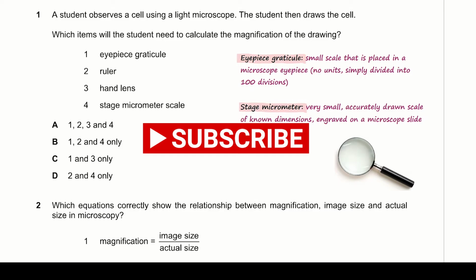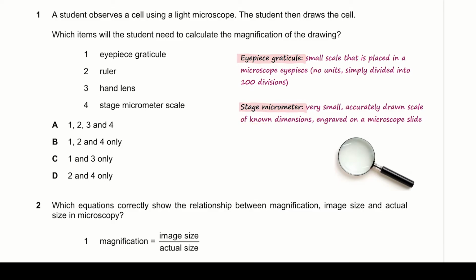A student observes a cell using a light microscope. The student then draws the cell. Which items will the student need to calculate the magnification of the drawing? To calculate the magnification of the drawing, we need to calculate first the actual size.